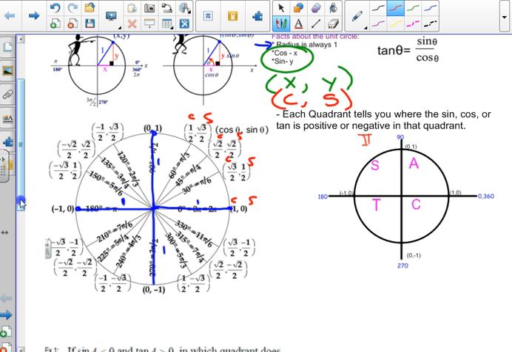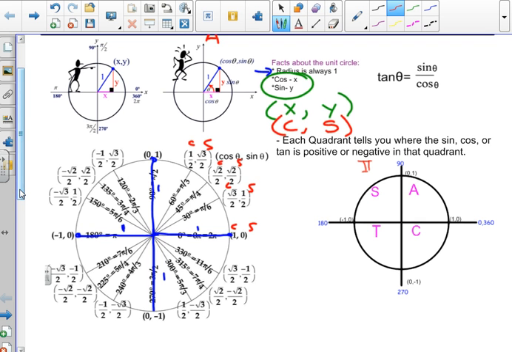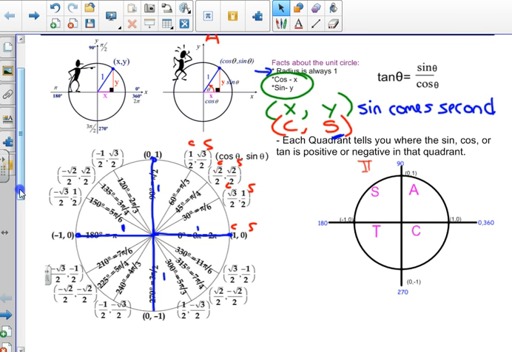So ways you guys can remember which one's which, you can remember sine comes second. Sine is the second part, or we can use alphabetical order: X comes before Y in the alphabet, so C comes before S in the alphabet, right? This is going to be stuff that you guys really want to internalize, so that the cosine is the X, the sine is the Y. You've got to make sure we remember this.